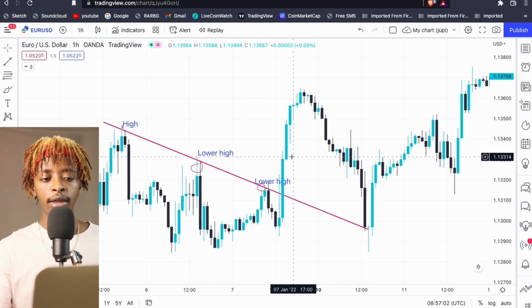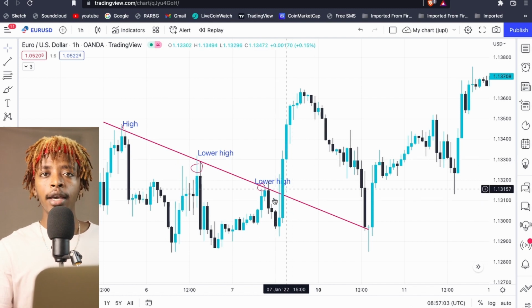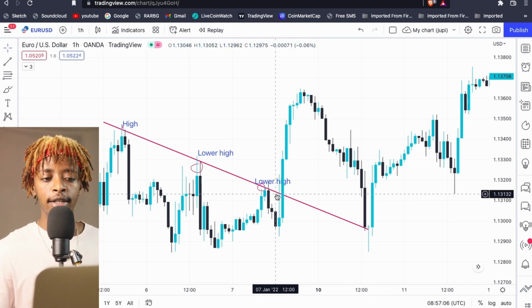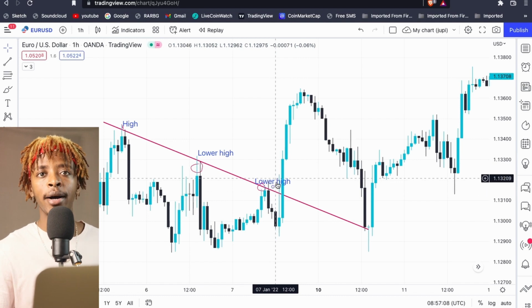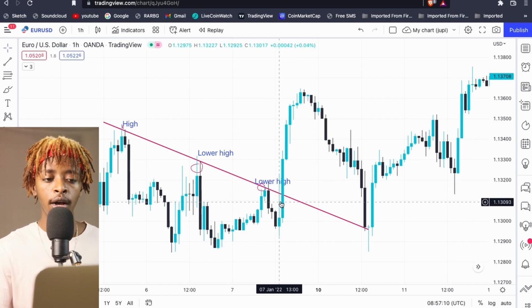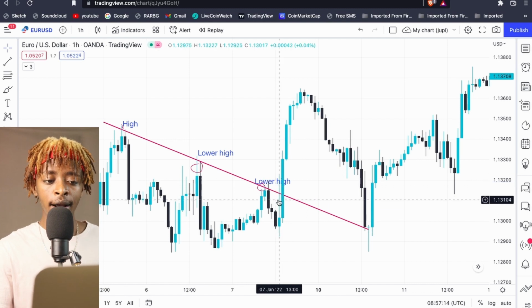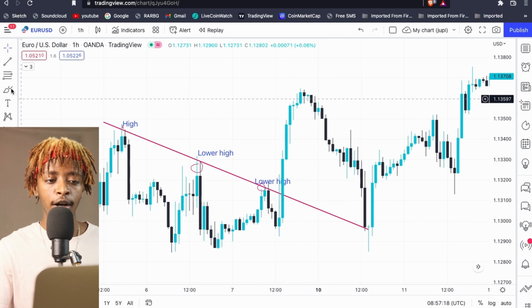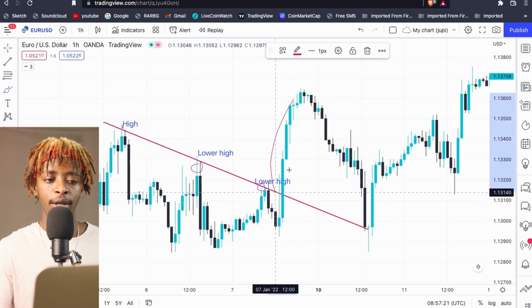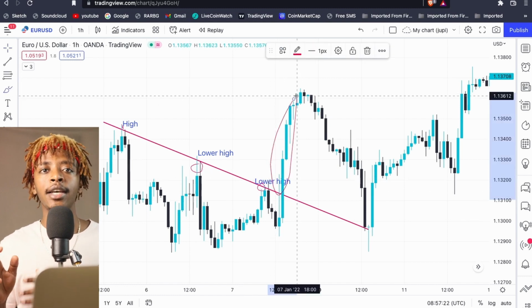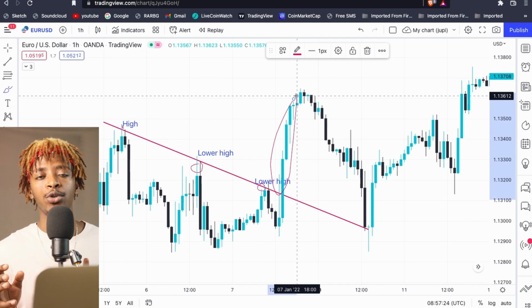So this wick is formed because of the trend line. The sellers stepped in and pushed the market downward. After the sellers pushed the market down, the buyers came in and pushed the market out of the trend line with huge momentum. Voila. That's the second indication for you to look for a buy opportunity.